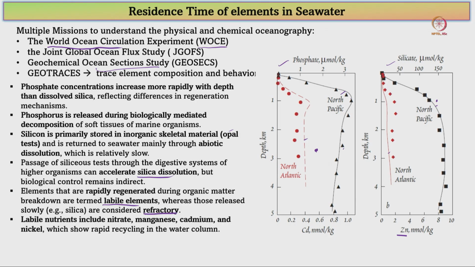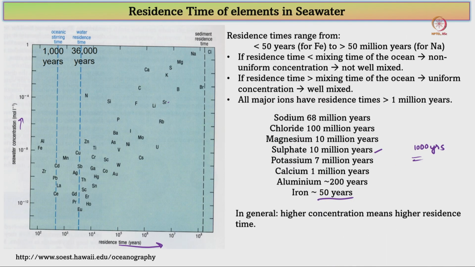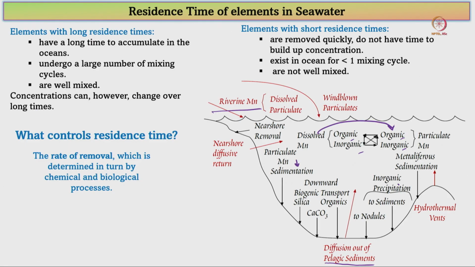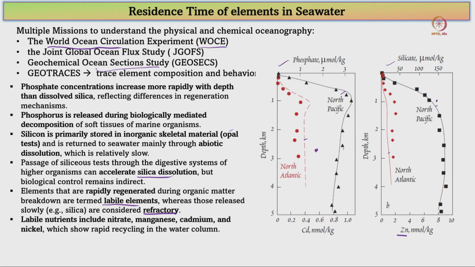So every element, its behavior is different. So when we look into ocean composition, our major cation and major anion composition is fixed. So this is the major cation and anion composition. Okay. So this is fixed, the ratios are fixed, but for the trace elements and for the minor elements, there can be a lot of variability depending on the physiochemical processes.